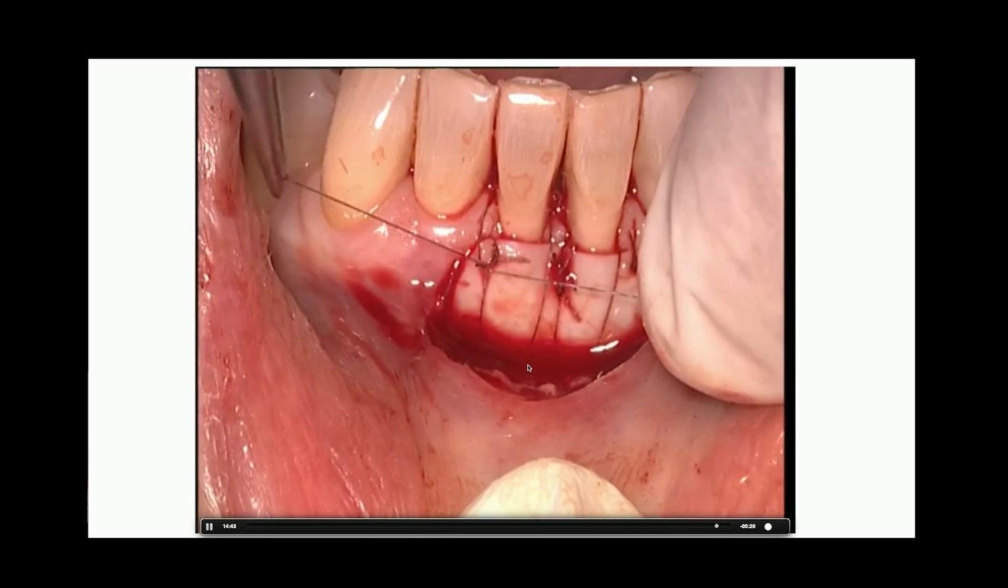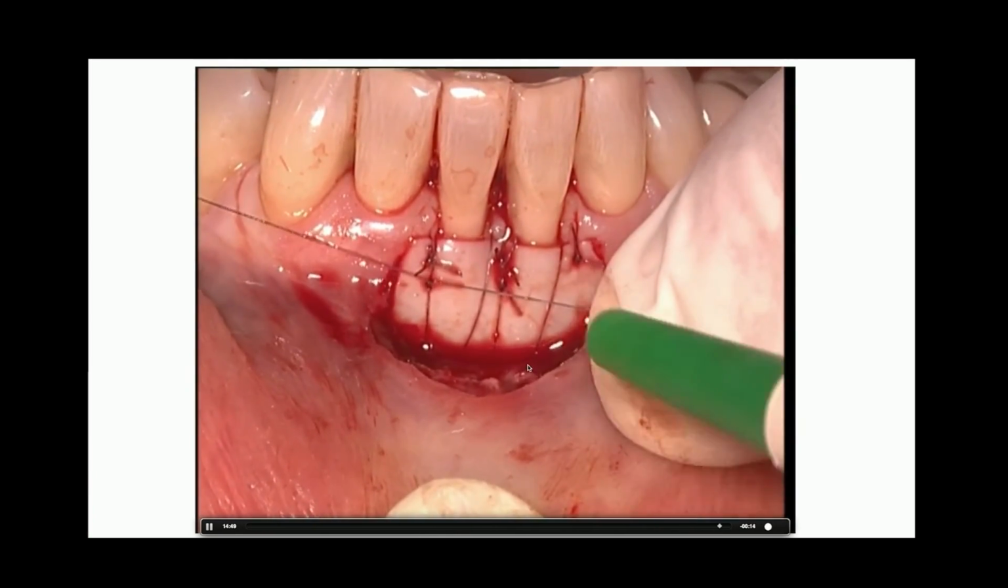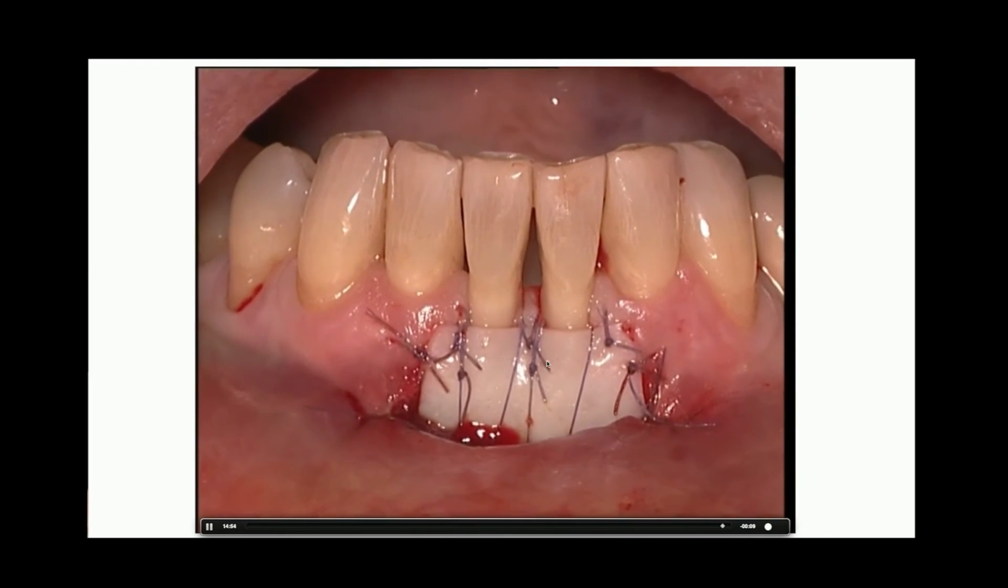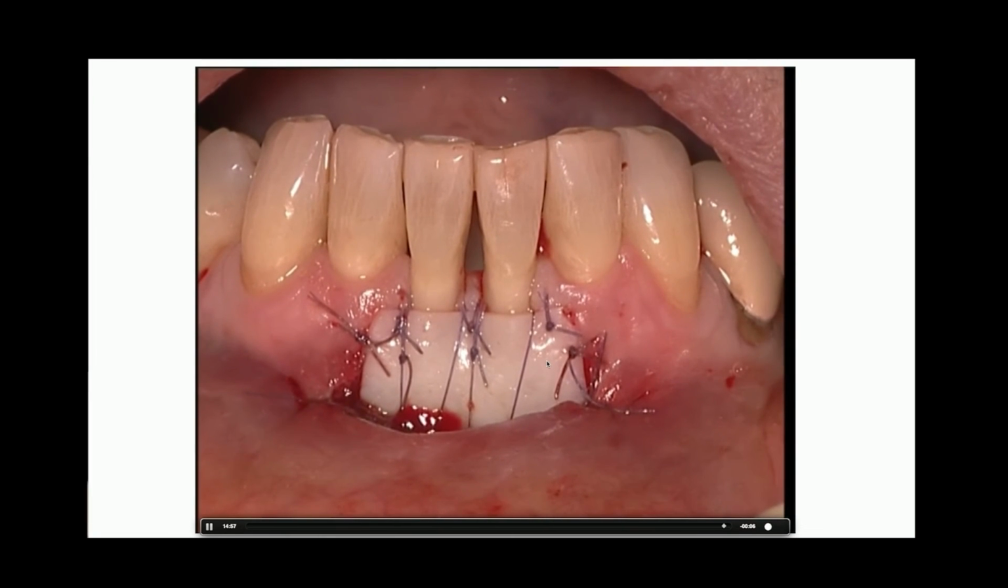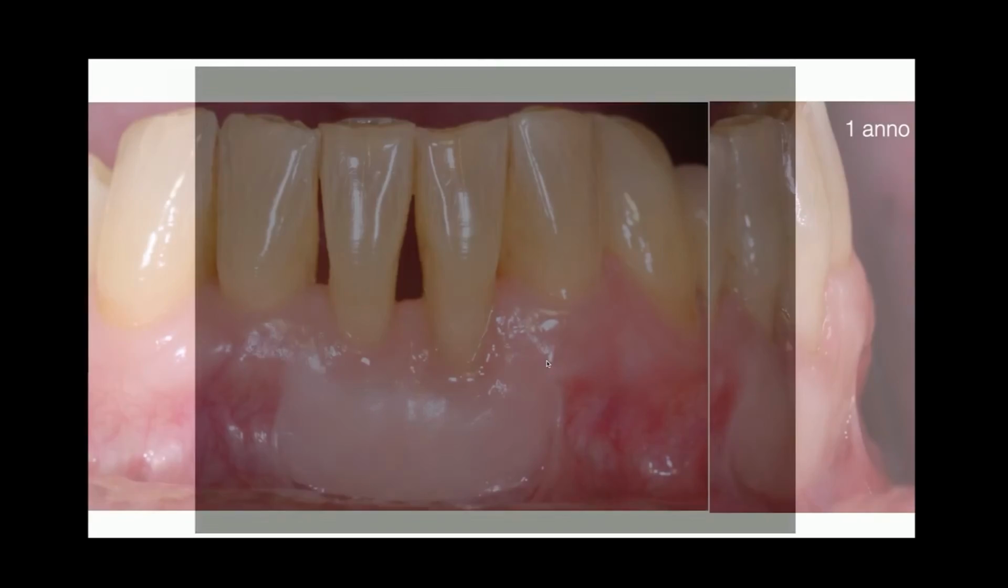And you can see that these two parallel sutures are compressing the graft in the middle to reduce the mobility of the central part of the graft in order to provide the best possible vascular support between the inner side of the graft and the periosteum. And this is the healing process.